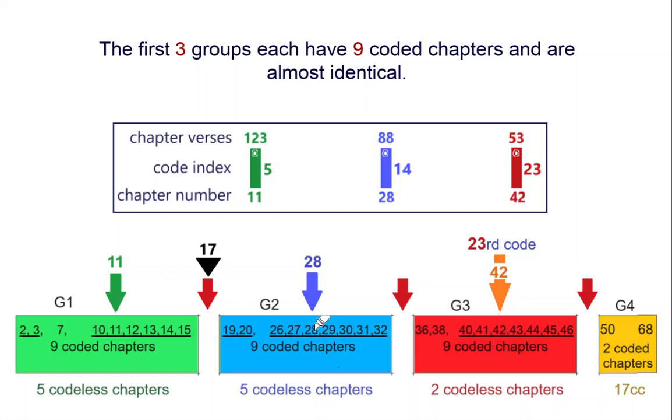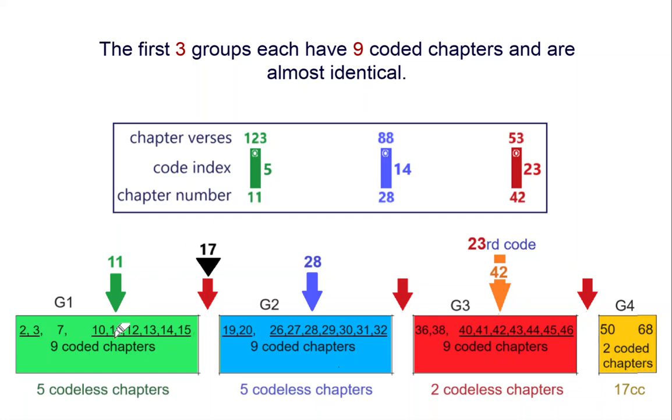Now here we have another midpoint, the midpoint of G2, which is chapter 28. It has 88 verses, and the code is the 14th code. This one is 23rd, and this is the 14th code. We saw that already.